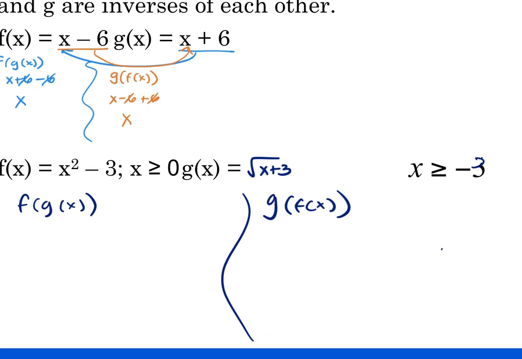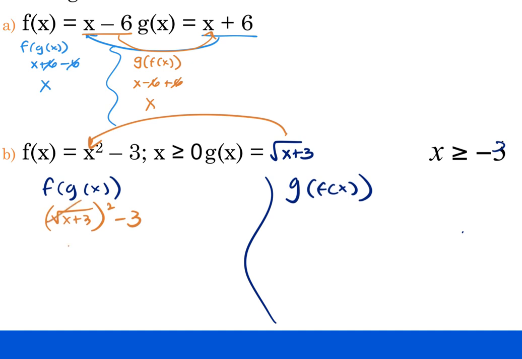So the first one, I'm going to take the g and plug it into the f. I get the square root of x plus 3, squared, minus 3. What happens when you square root? The square root and the square go away, and I get x plus 3 minus 3, and they cancel.